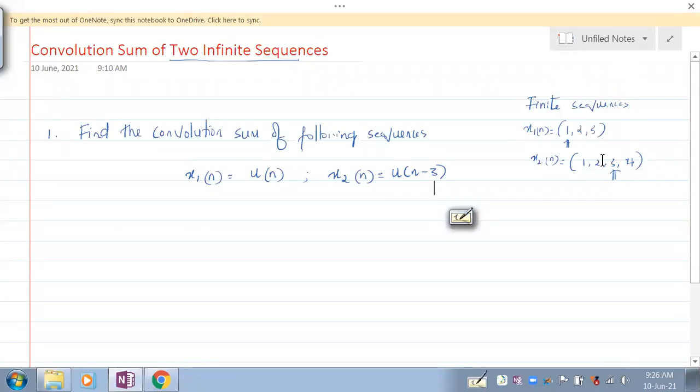This is a finite function which has 3 samples. Here it has 4 samples. But what is the number of samples here? Infinite number of samples. Where does this start? This starts at n equal to 0 and goes till infinity. Where does this start? This starts at n equal to 3 and goes to infinity. Whether it starts at 0 or at 3 and goes to infinity, it's all the same. They're all infinite length.